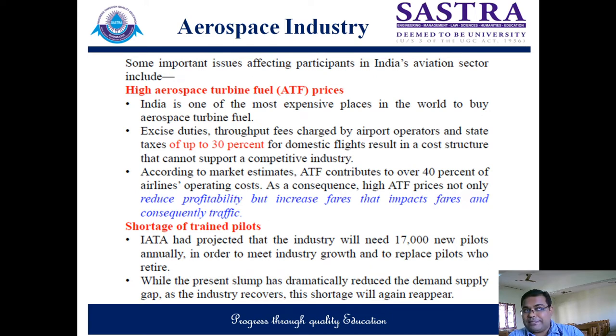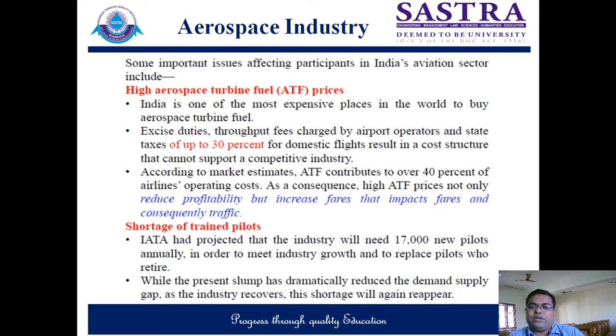So why are these prices going so high? There are various factors. Excise duties, throughput fees charged by airport operators, and state taxes amount to up to 30% on domestic flights, resulting in a cost structure that cannot support a competitive industry.